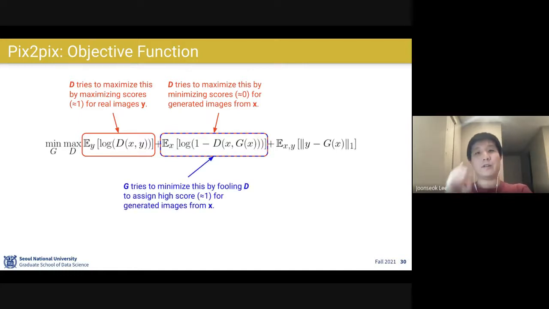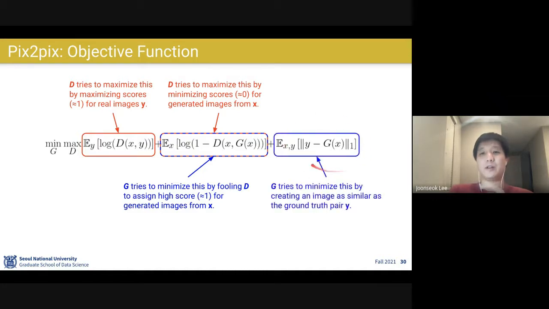And the generator, same as before, tries to fool the discriminator by generating Y domain-like images given X, the sketch of the shoes. It wants to generate an actual shoes-like image, but it's not from the actual Y domain. It just tries to fool the discriminator. So G tries to minimize this by fooling D to assign a high score for this part. Same as before, just the input is the pair of images.